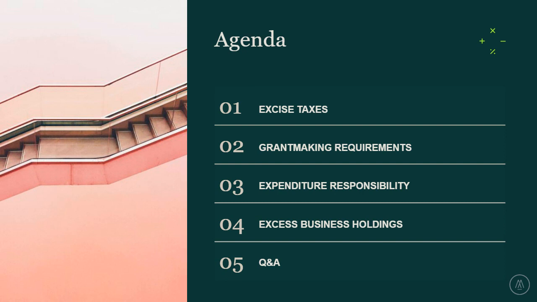Our agenda today is to talk a little bit about excise taxes, an unfortunate part of private foundations. Then we'll go into some grant-making requirements, expenditure responsibility, excess business holdings, and then if we have time, we will open it up for some Q&A. Just a little note on the agenda, what we're trying to do here is really go into some deep technical subjects that you will likely need to report on your 990 PF. So this is not necessarily a basic class, but we will try to do a deep dive on some of the more technical subject matter for private foundations.